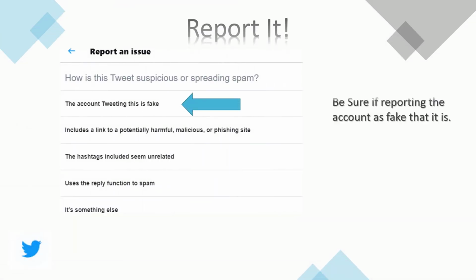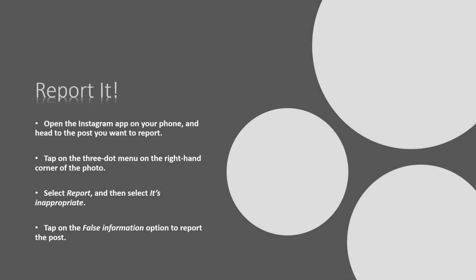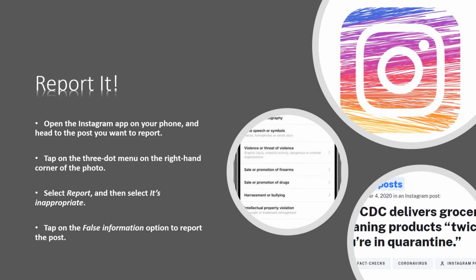How you report is up to you. The wording on Twitter isn't exact, so be somewhat careful with what you do here. The safe option is to report that you just don't like it. Claiming it's a fake account may get you flagged. Instagram is the same as Facebook, essentially. Follow the same methods listed above, and you'll be able to report it.